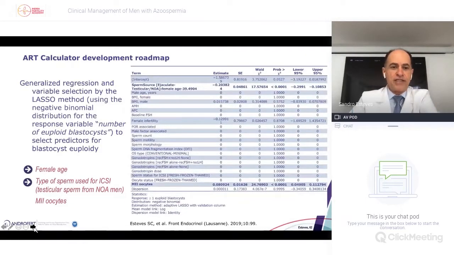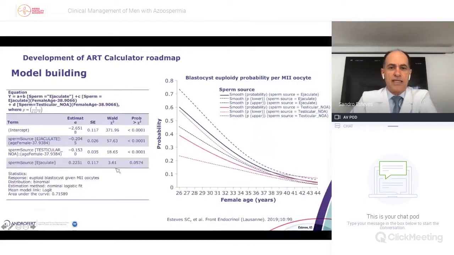So, and then we come up with a model in which logistic regression analysis selected female age, type of sperm used for ICSI, specifically testicular sperm from men with non-obstructive azoospermia, and number of metaphase 2 oocytes to be included in the model. And then, using the formula, we could estimate the probability of a metaphase 2 oocyte turning to a euploid blastocyst as a function of female age.